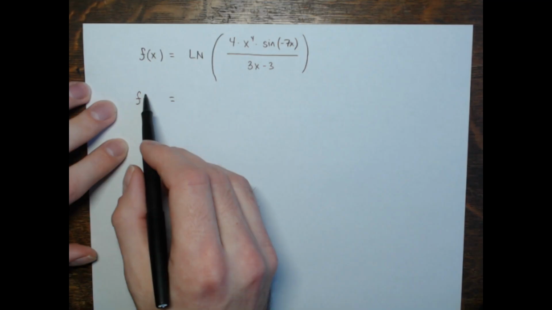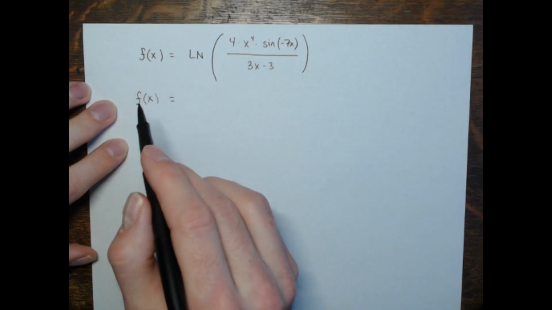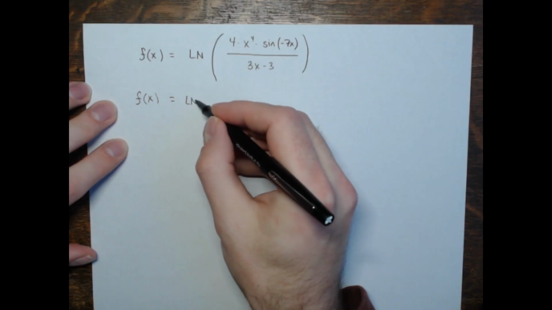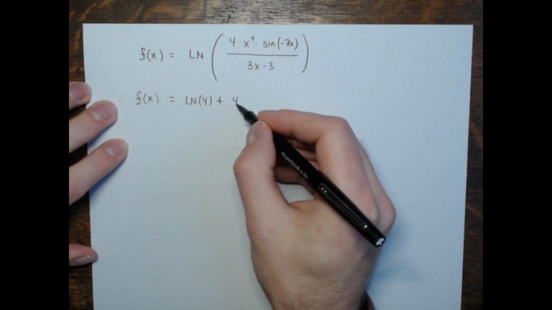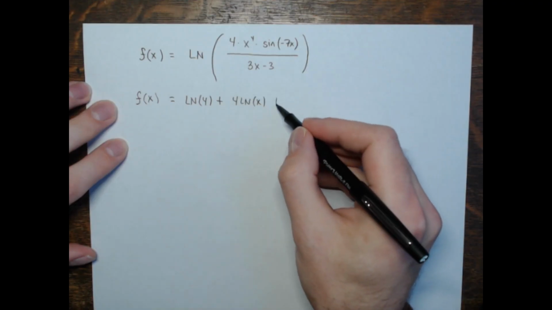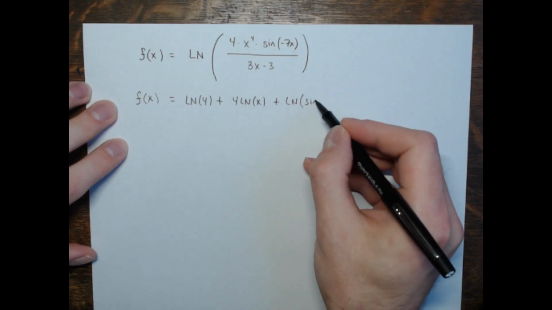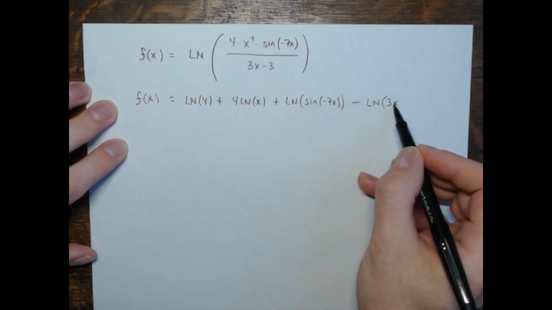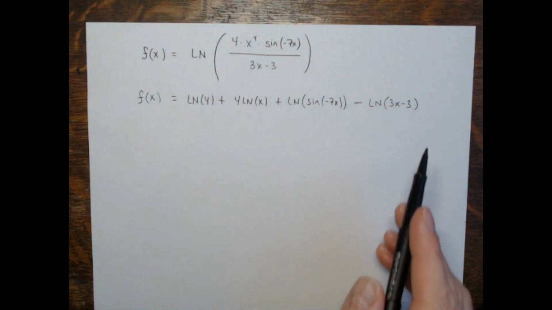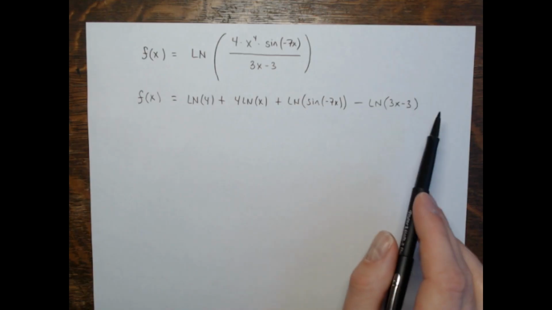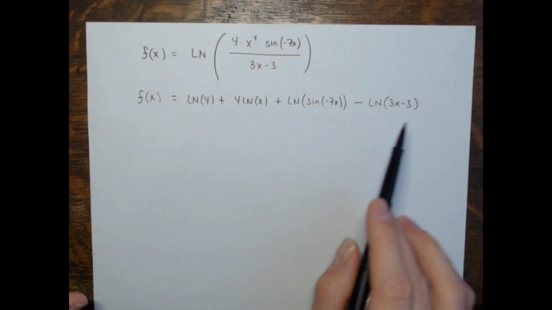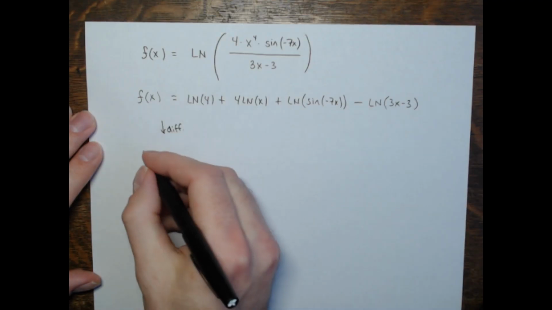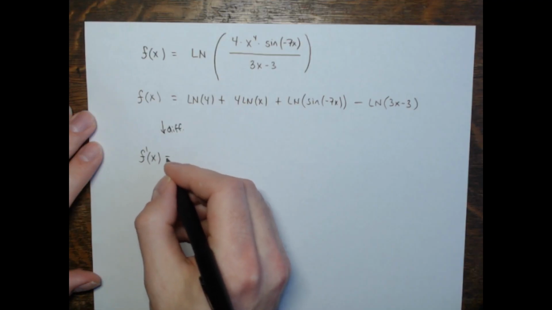So if I use properties of logarithms, right, this is still f, it's still the same thing. I'd end up with this. You have natural log of 4 plus 4 times the natural log of x plus the natural log of the sine of -7x, and then minus the natural log of 3x minus 3. And you could factor the 3 out, make that a product, and split it up more, but I don't feel like it. This is good. Now I'll differentiate. All right, use the properties of logs to get this, and then we'll go one term at a time, find the derivative.